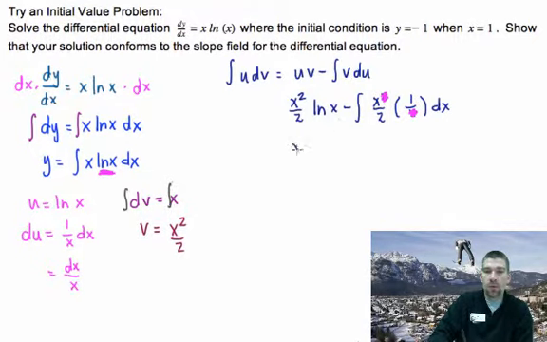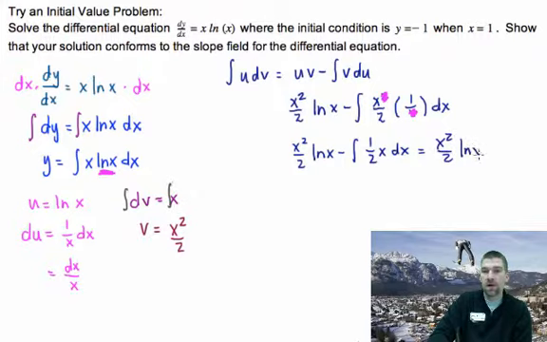So what I'm actually working on is x squared over 2 times the natural log of x minus the integral of 1/2 x dx. Okay? And that really is not that bad. So this is going to end up being x squared over 2 times the natural log of x. And then when I integrate this, it's going to be minus 1/2 times x squared over 2.